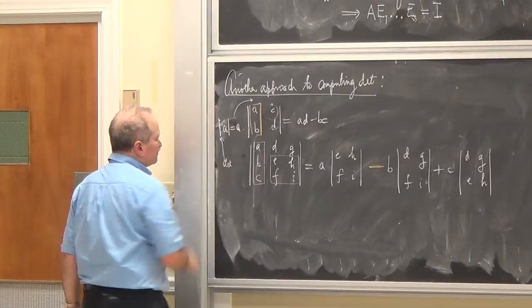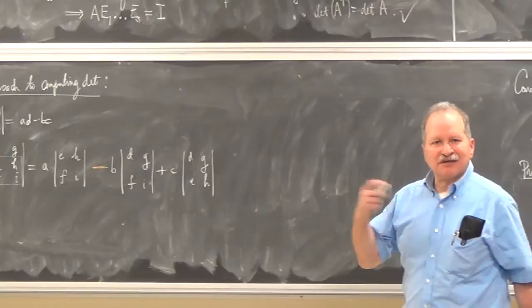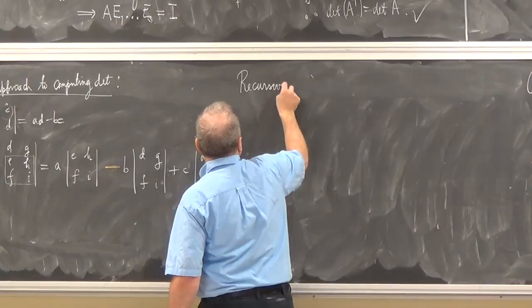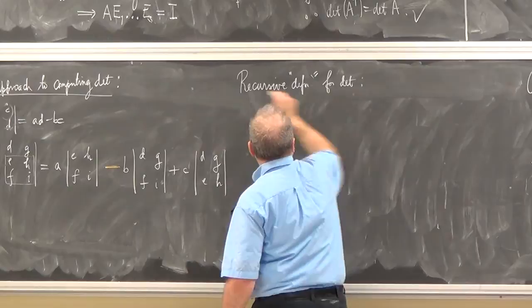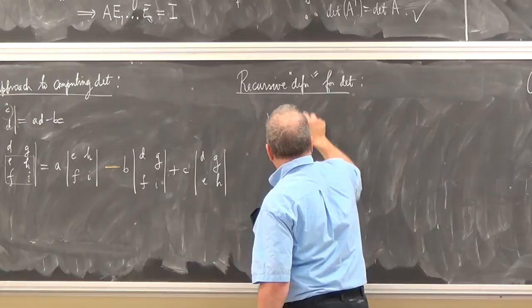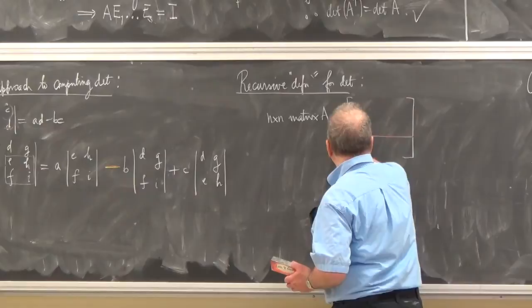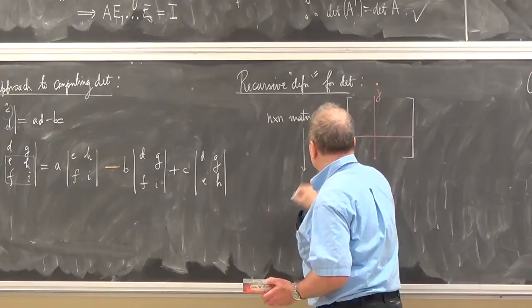So you can sort of see, if you're a computer science type, that there's a recursive definition here where you want to think about, oh, if I know how to do 5x5s, I would be able to do a 6x6. So here's how you would recursively do it. If I take a matrix A, I can form a smaller matrix, an n minus 1 by n minus 1 matrix, by crossing out the ith row and crossing out the jth column. And I'll call that A sub ij.